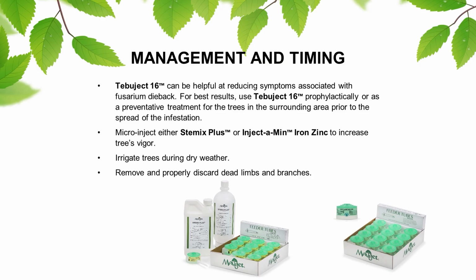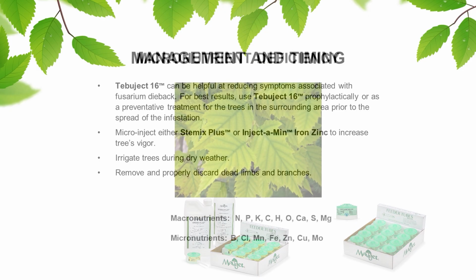Microinject with either Stemix Plus or Injectamin Iron Zinc to increase the tree's vigor. Irrigate trees during dry weather. Remove and properly discard dead limbs and branches. Stemix Plus is available in 6 milliliter capsules and 1 liter bottles. Injectamin Iron Zinc is available in 6 milliliter capsules.